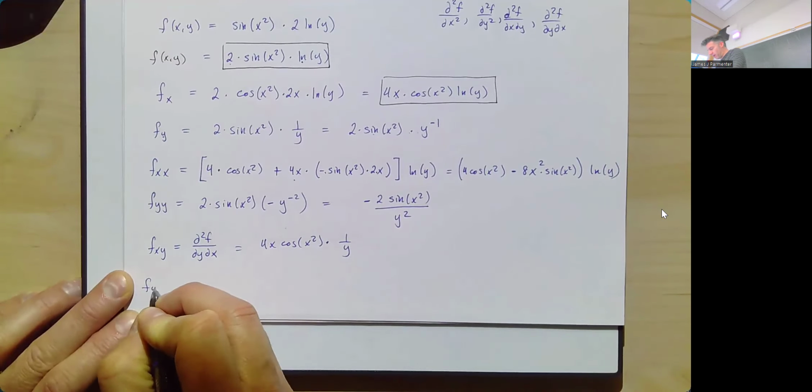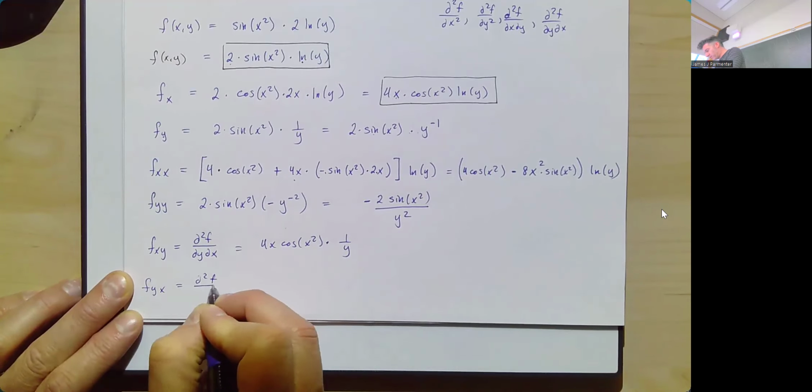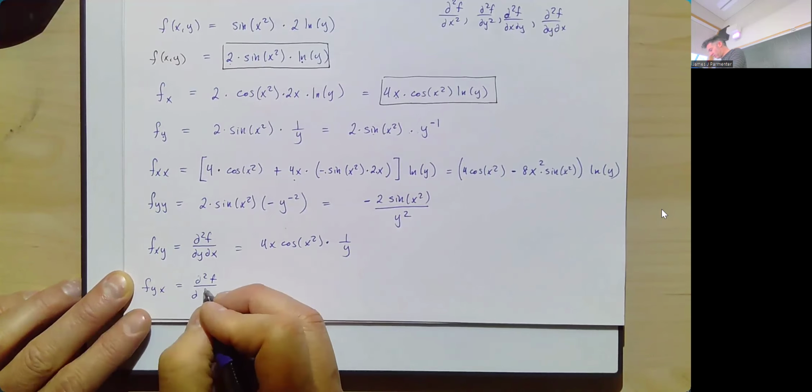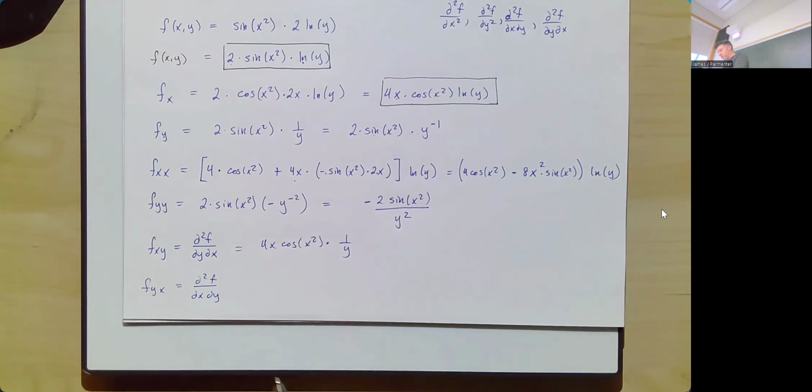Let's do fyx. What I'll point out here is if you were strapped for time, or you just looked at the other one and it looked really gnarly, you could probably get away with just saying this is equal to 4x cosine of x squared times 1 over y. That's probably not a bad idea.